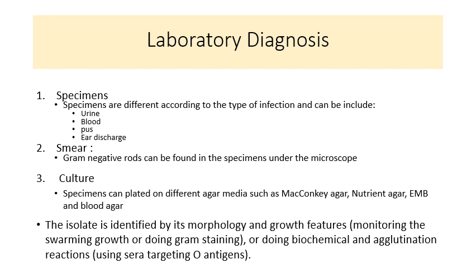So, depending on their morphology and culture features, we can identify the Proteus species in the clinical specimens, and we can also do other tests, including biochemical tests and agglutination tests using specific sera targeting the antigens for more specific characterization and identification of Proteus bacteria.